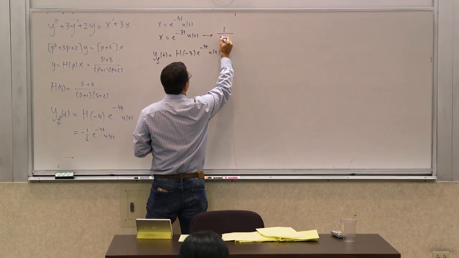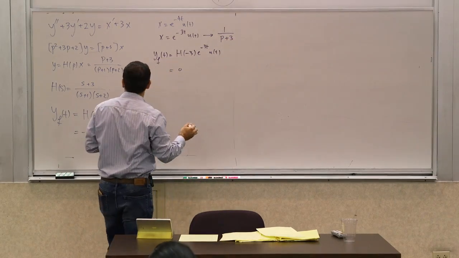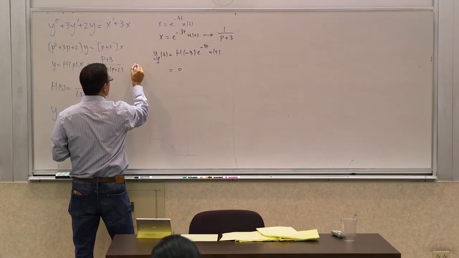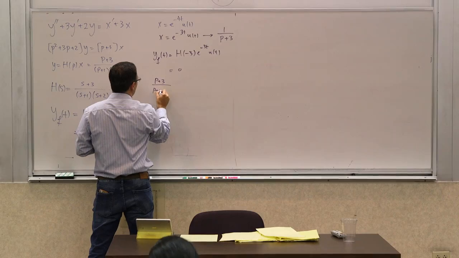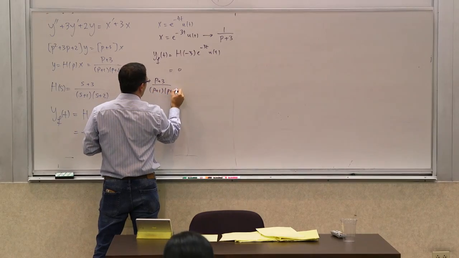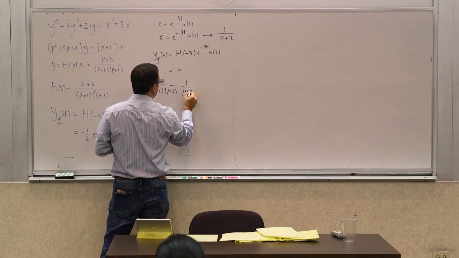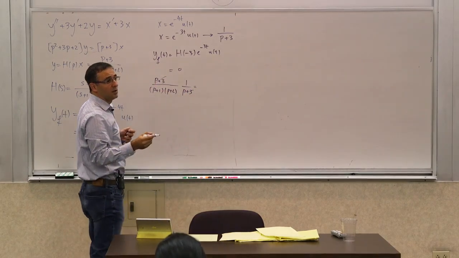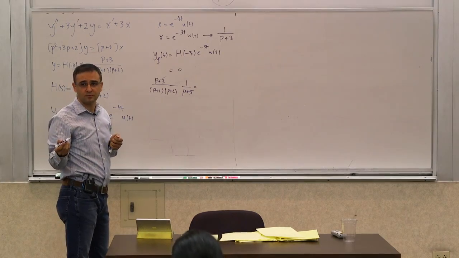1 over p plus 3, right? So it's this operator operating on that. So it basically becomes p plus 3 over p plus 1 times p plus 2. So that's h of p times x of p. This cancels that, so you have 1 over p plus 1 times p plus 2.